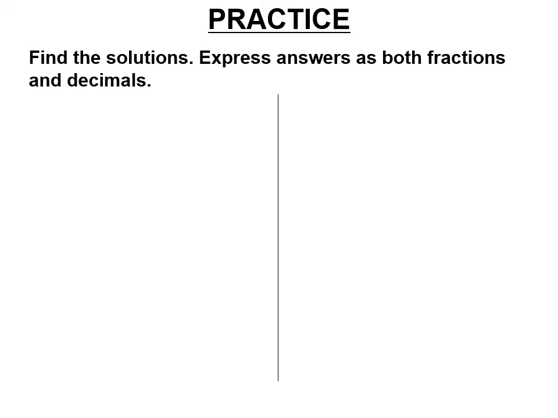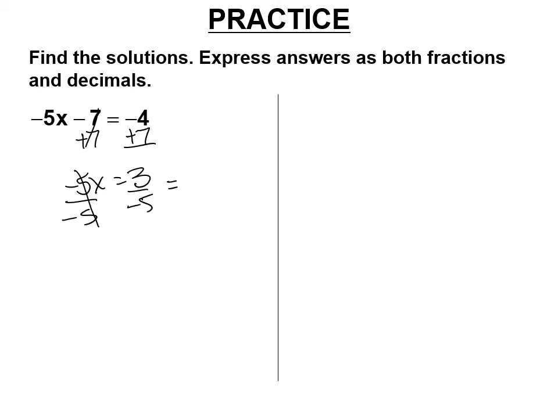All right, so let's practice. So we're adding 7 to both sides. Negative 5x, negative 4 plus 7 is 3. Divide both sides by negative 5, and it is negative 3/5. Oh, it says make it a decimal. So now you're forced to make negative 3/5 a decimal.